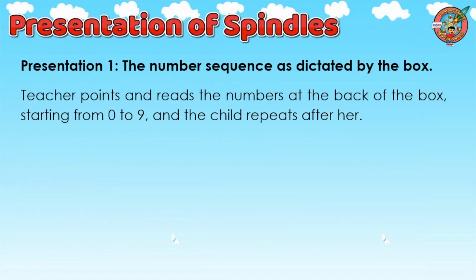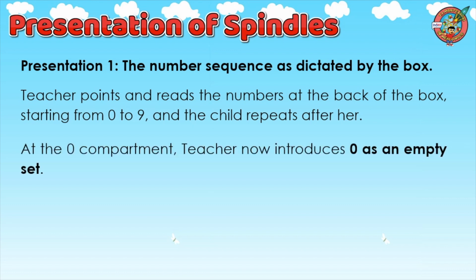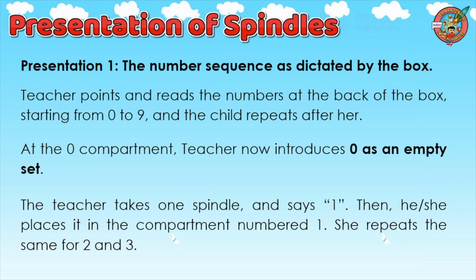Presentation of spindles. Presentation 1. The number sequence as dictated by the box. Teacher points and reads the numbers at the back of the box, starting from 0 to 9, and the child repeats after her. At the 0 compartment, teacher now introduces 0 as an empty set. The teacher takes one spindle and says 1. Then he or she places it in the compartment numbered 1. She repeats the same for 2 and 3.